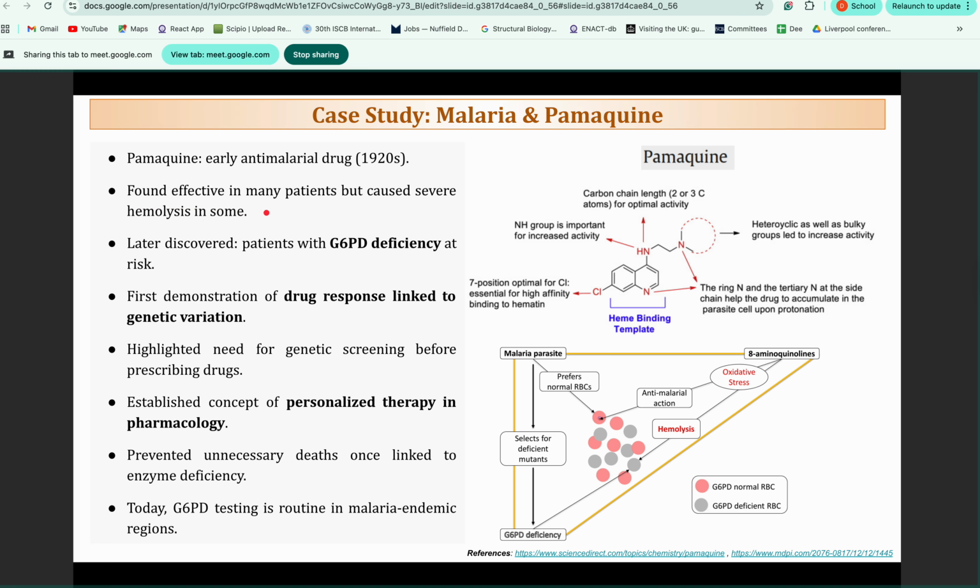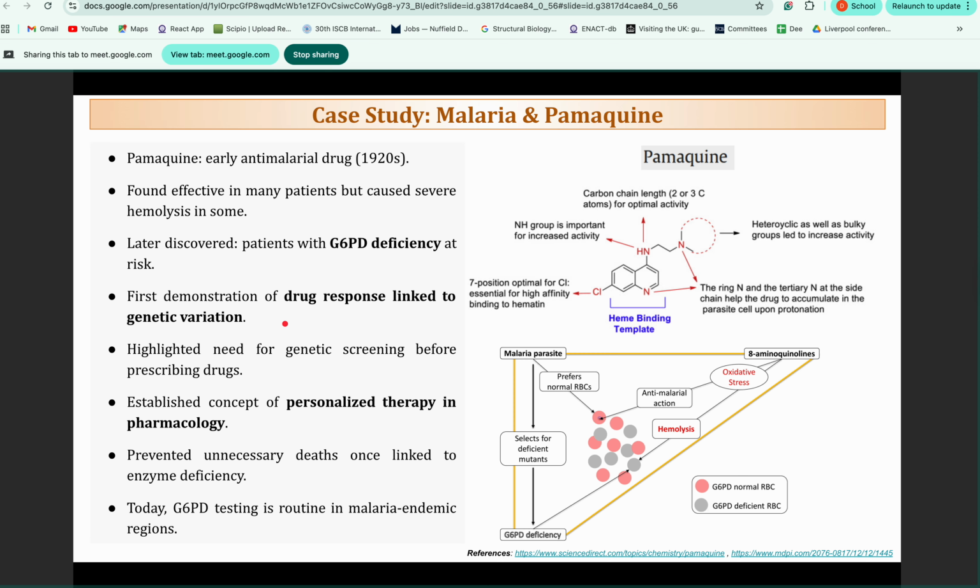In this we are looking at why we need personalized treatment, why we need to study the individual before giving any drug. They observed that some patients showed better effects, the anti-malarial effect, but in other patients it led to severe hemolysis. Later it was discovered that patients with G6PD deficiency are at risk. If we give primaquine to those patients, it leads to hemolysis, that is, breakdown of the blood cells. So it is the first demonstration of drug response linked to a genetic variation.